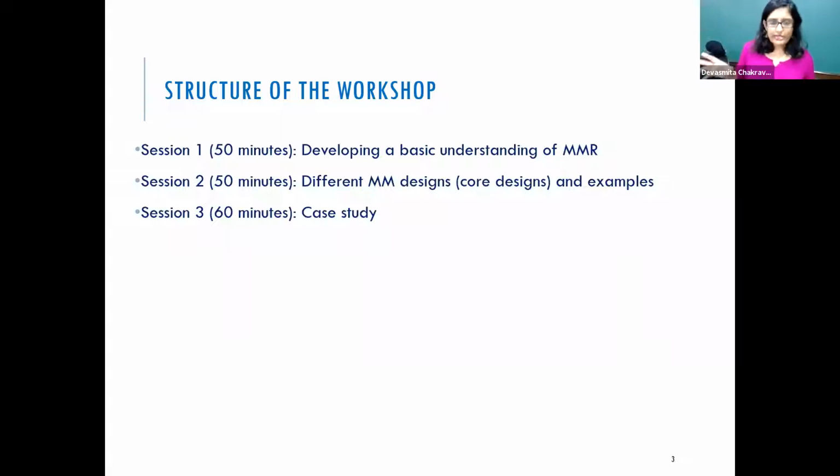Then we'll take a 10-minute break. Then for the next 50 minutes in our session 2, we'll look at some of the core mixed methods designs. What kind of designs? We'll look at some examples. Then we'll take a 10-minute break again. And for the last hour, from 7 to 8, we'll take a look at one of the cases of a mixed methods study that I conducted. We'll take a deeper look at it, and we'll see what kind of mixed methods design it was, what kind of things happened in that.